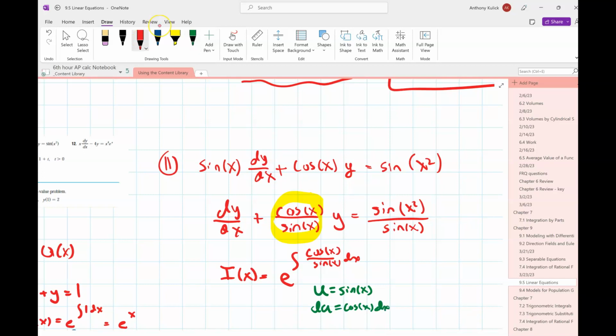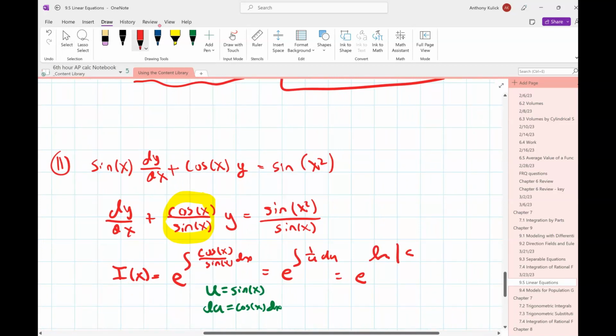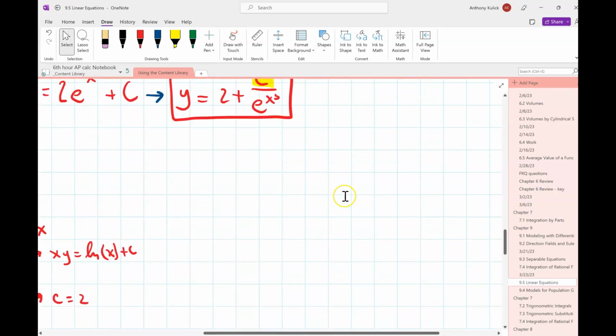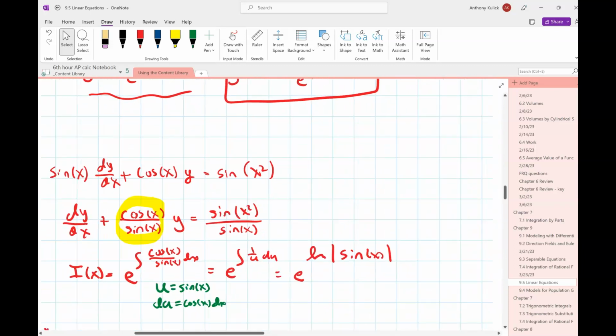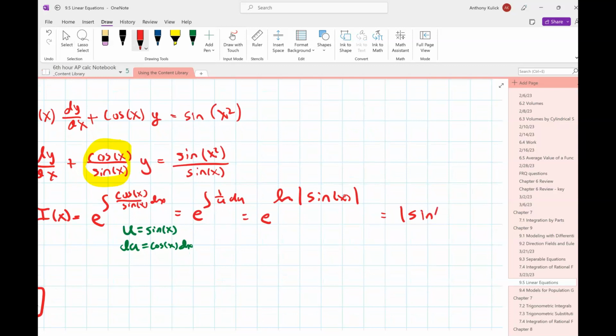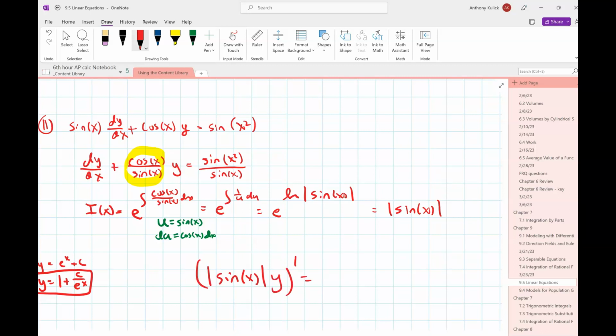So I'd be integrating 1 over u du. So that's just going to be e to the natural log of sine x. Did they give me anything else here that I can drop that absolute value? Probably not. Okay. So I just end up with absolute value sine x. So I have then absolute value sine x times y equals sine x squared over sine x times absolute value sine x.